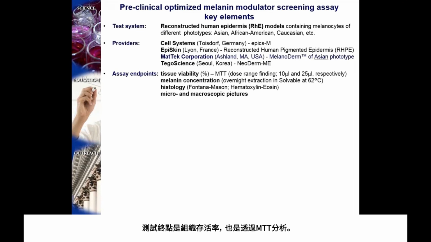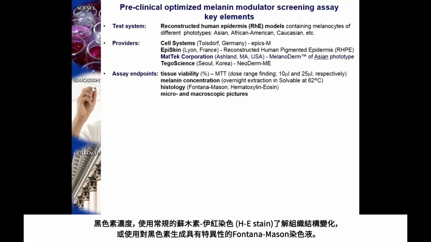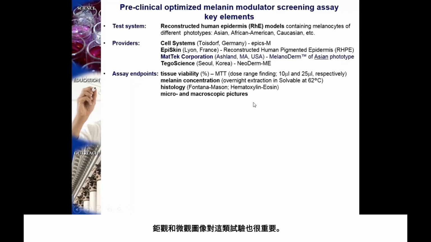The assay endpoints are tissue viability, again addressed by the MTT endpoint, the melanin concentration, histology that uses either the regular hematoxylin and eosin for the architecture of the tissues, or Fontana-Masson, which is specific for melanin production. Macroscopic and microscopic pictures are also key for this type of assay.